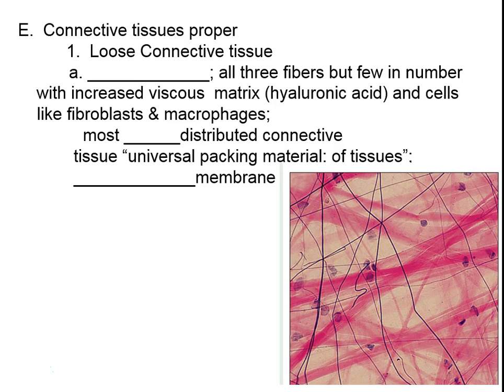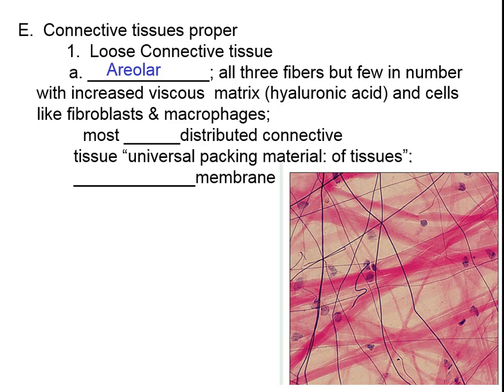One type of connective tissue is called loose connective. If you look at this picture, you can see that the fibers are very loose. It has a lot of space. It's very airy. So this is areolar loose connective. You have all three kinds of fibers, but few in number, with a viscous matrix. So the matrix is going to be thicker than water. It's going to be almost gel-like, and that's hyaluronic acid that makes it have this viscous matrix.